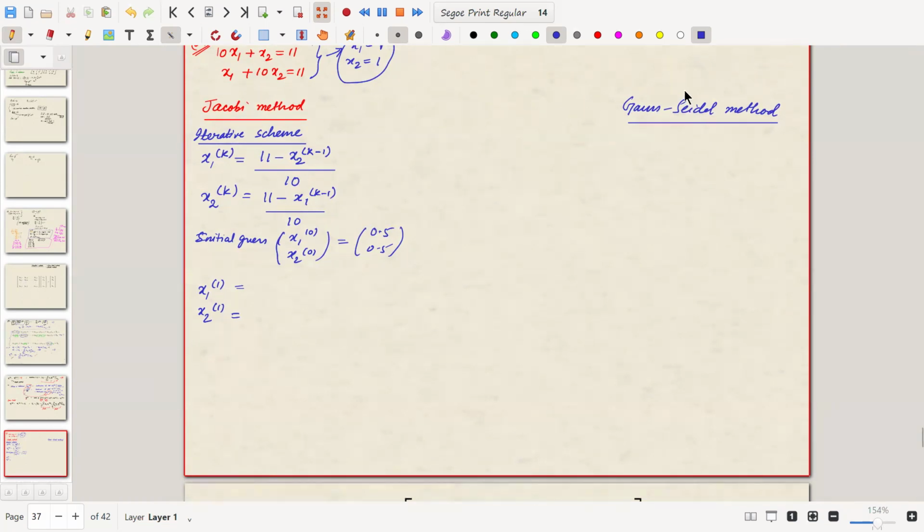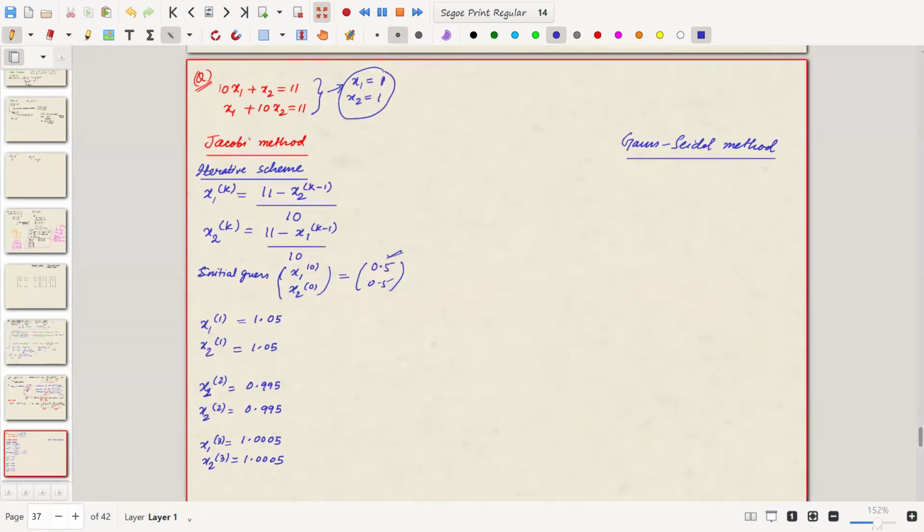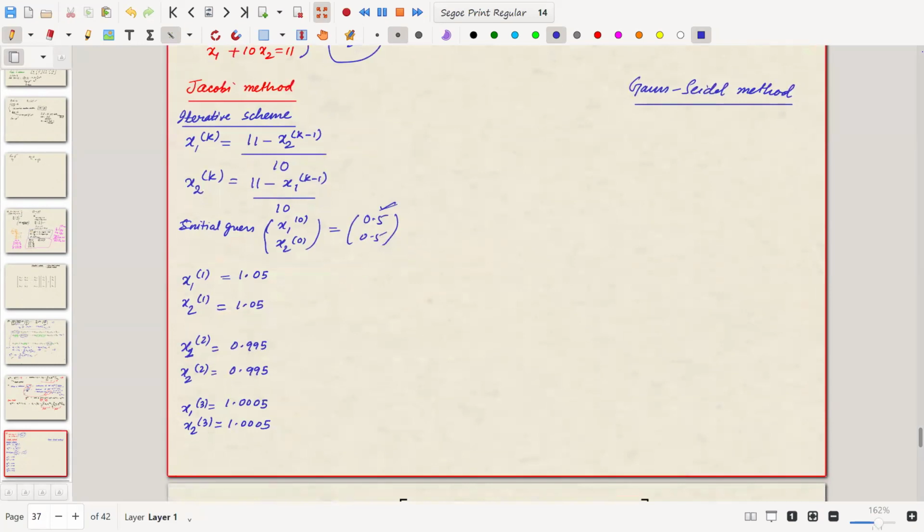Got the idea now, right? Then you can compute x1 of 2, then x2 of 2, similarly x2 of 3. So you can see the first iteration, even if you started from a very far value, that is 0.5 and 0.5, you already know the solution as 1, 1. Okay. Started from 0.5 and 0.5.